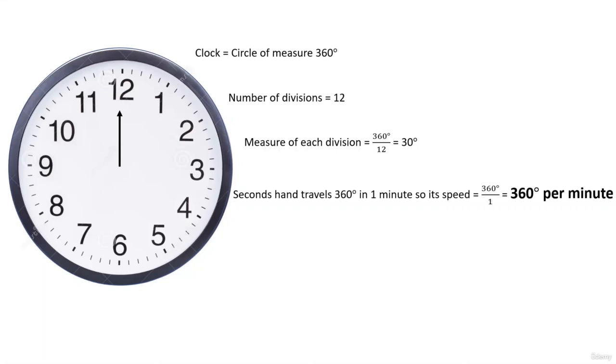Let's talk about the minutes hand. The minutes hand completes this 360 degrees in how much time? In 1 hour, right? So the minute hand completes 360 degrees in 60 minutes. So the speed is 360 upon 60, which is 6 degrees per minute.